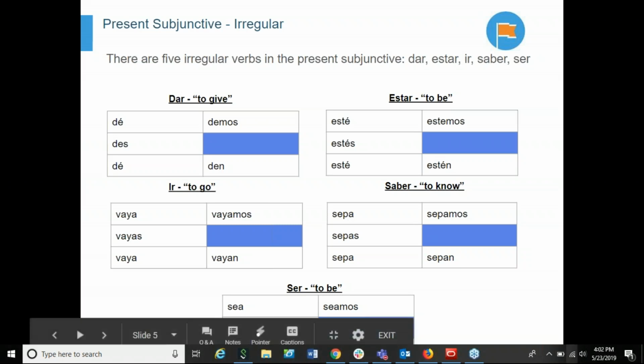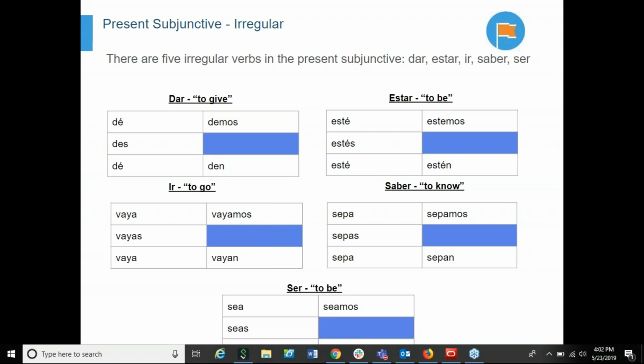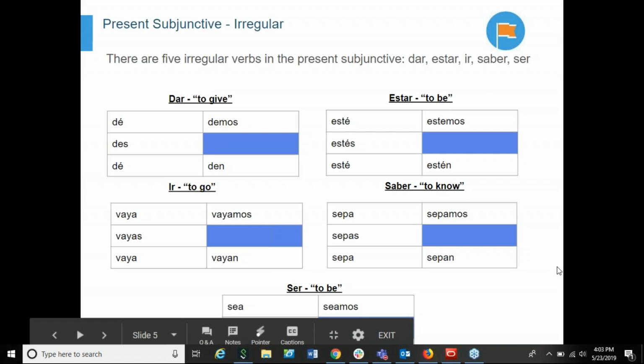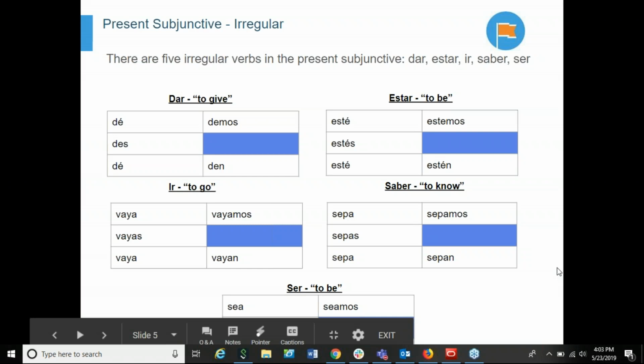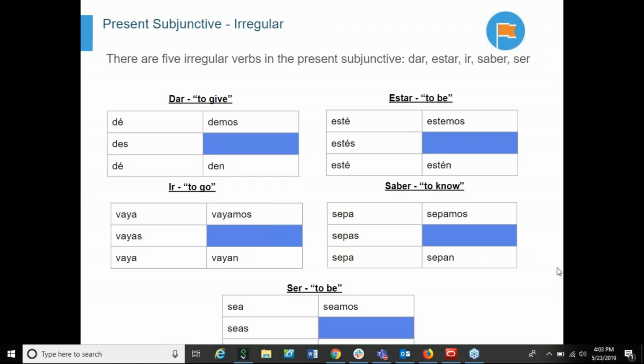The top 2 are the only ones that have accents: dar in first and third singular, and estar in all but first plural. So there's really no rhyme or reason to these conjugations. They have to be memorized. They're definitely good verbs to be mindful of. They will come back up later in our discussion on commands. So these are irregular verbs, but only in the present subjunctive tense.